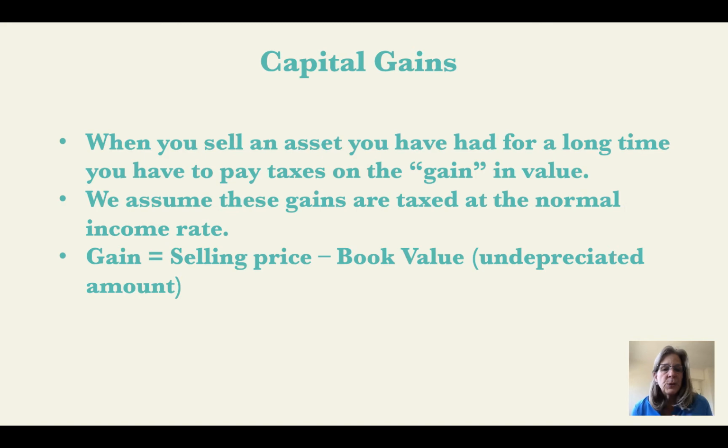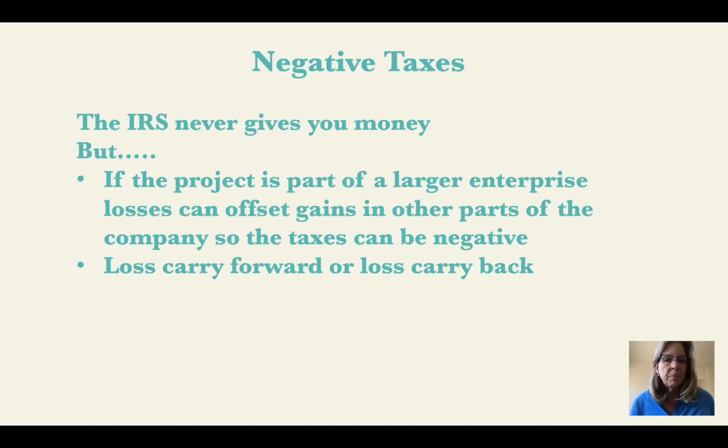The gain is equal to the selling price, the amount that you're selling the business for in the example I used before, less the book value. If you remember when we talked about depreciation, we calculated a book value, which is the purchase price minus all the depreciation to date. So it's what's called the undepreciated amount. That's what we use to calculate gain. So let's say we sell a business for $100,000 and on the books it has a value of $75,000. We're taxed on the $25,000 gain.